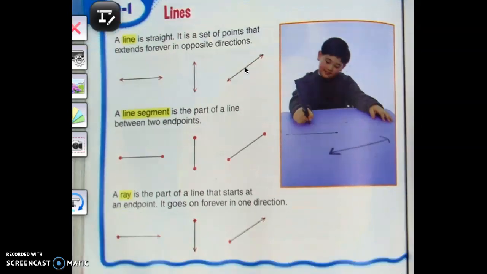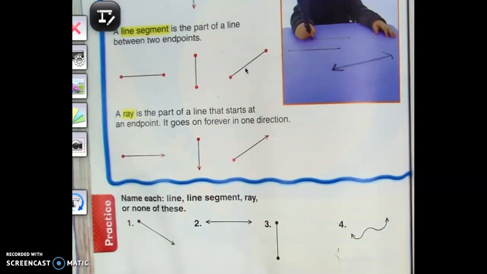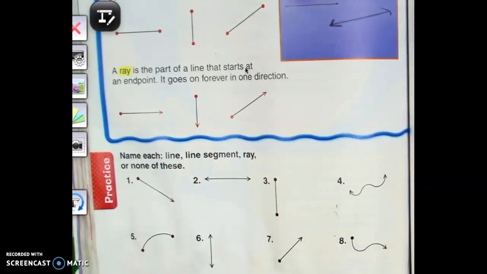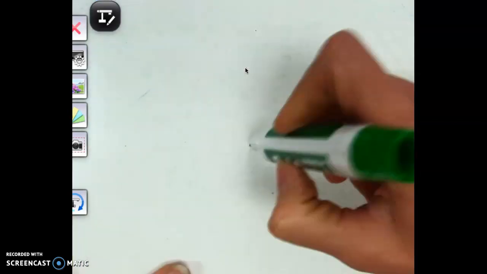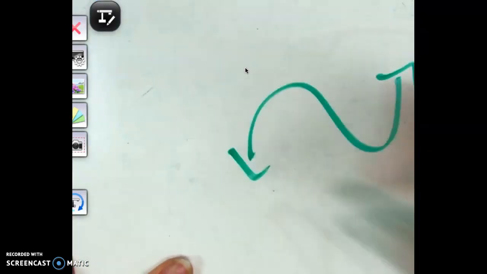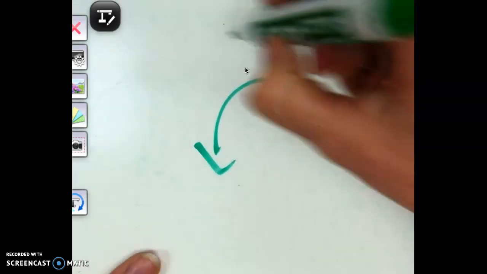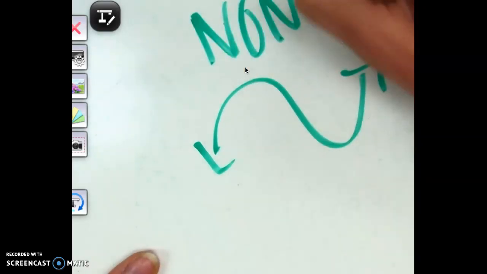Okay, so what you're going to do on the assignment is name line, line segment, ray, or none of these. So for instance, none of these, I talked to you about it, if it doesn't follow the exact definition, like if it's a squiggly line, remember a line is straight and it extends forever. So if it's a squiggly line, it doesn't qualify. So you're going to write none.